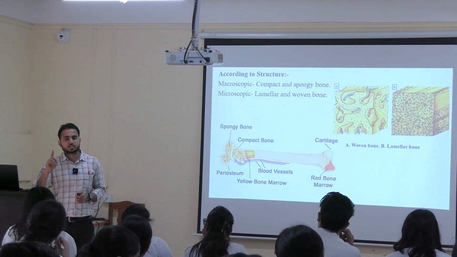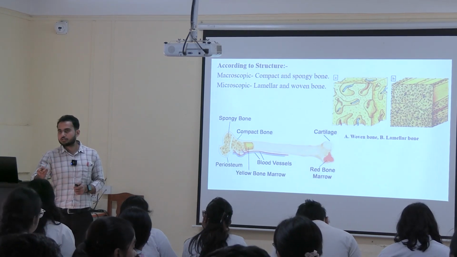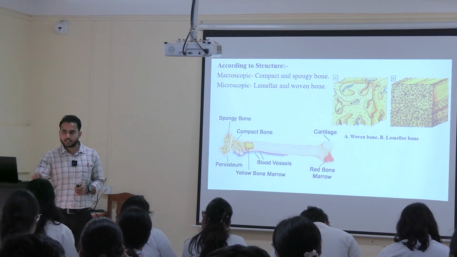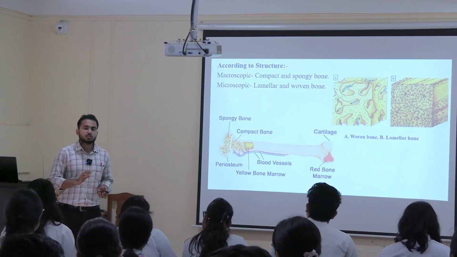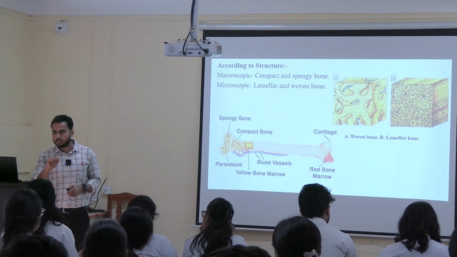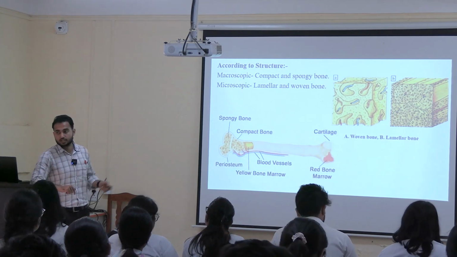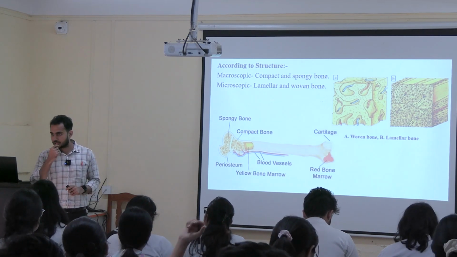First is based on the shape. Based on shape: long bone, short bone, irregular bone, flat bone, whatever you have studied. Next, based on the structure, microscopic structure and macroscopic structure. This is also a classification.